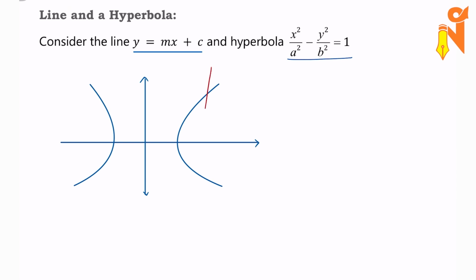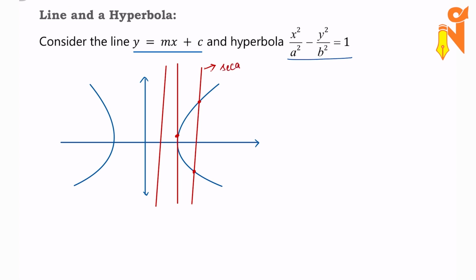In one way the line intersects the hyperbola at two distinct points. In the other way, the line intersects the hyperbola at one point, or the line may not intersect. So in the first case, since the line intersects the hyperbola at two places, this line is secant to the hyperbola. And in the second case, since the line touches the hyperbola, it acts as a tangent. In this case, the line does not intersect the hyperbola.